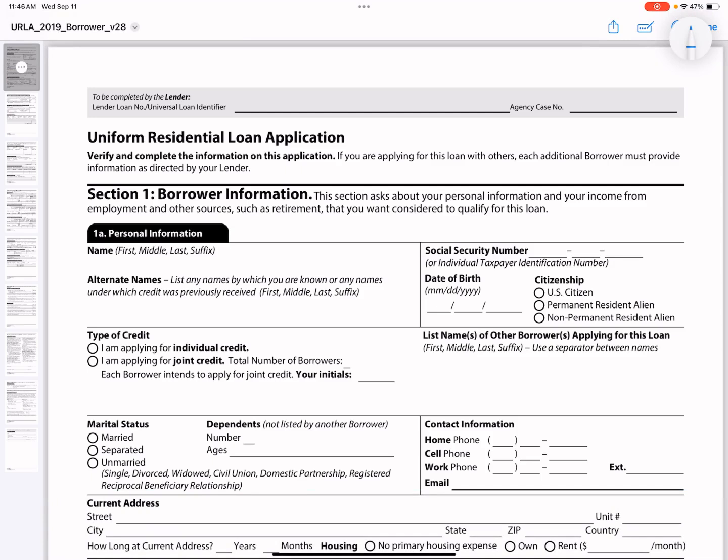This document can be overwhelming if you've never filled it out before, and I'm going to offer a step-by-step tutorial on exactly how to fill it out, and more importantly, all the things you don't need to worry about. There is a lot of jargon, but I will explain it page by page and field by field. At the top, it says, "To be completed by lender." You don't worry about that.